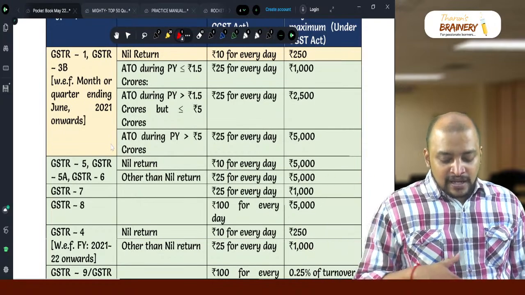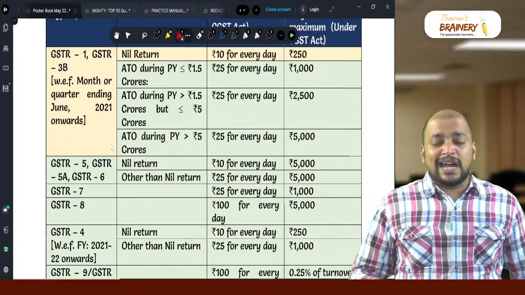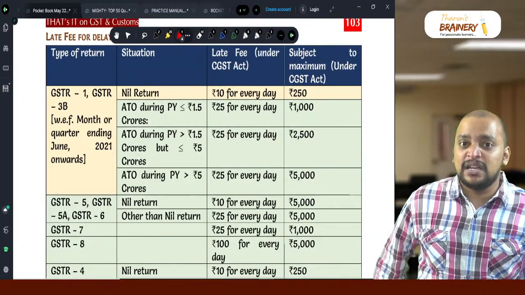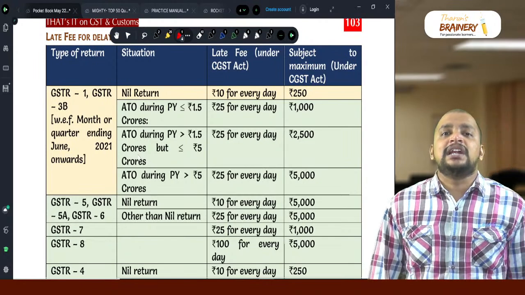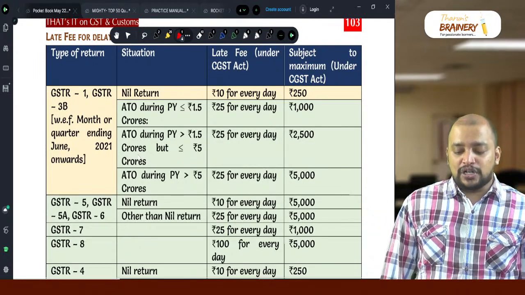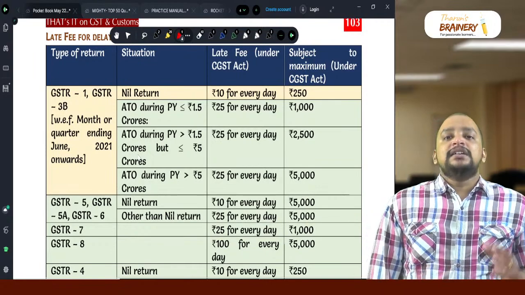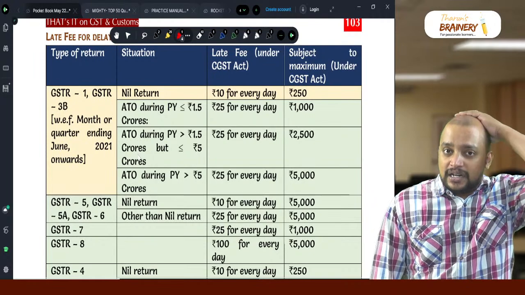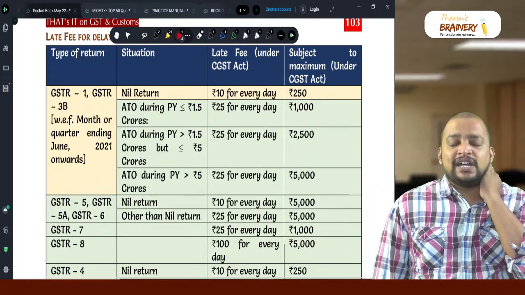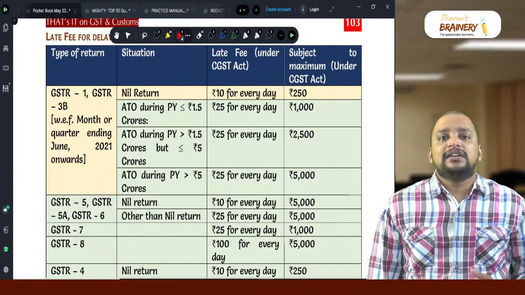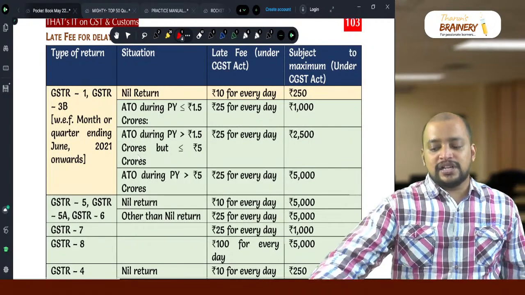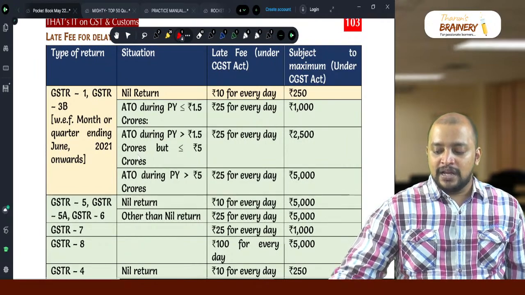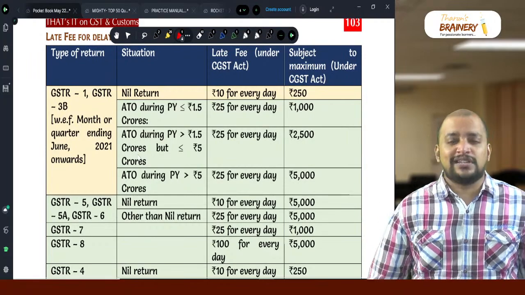Okay, so come to GSTR 1 and GSTR 3B. If there is any delay in filing GSTR 1 or GSTR 3B, the late fee, if it is a nil return, is 10 rupees per day, subject to a maximum of 250 rupees. Suppose it is other than nil return, then per day it will be 25. If it is a nil return, 10 rupees per day, which means if the delay is 300 days, 300 days into 10 is 3000. But we don't have to pay 3000, just 250 rupees.